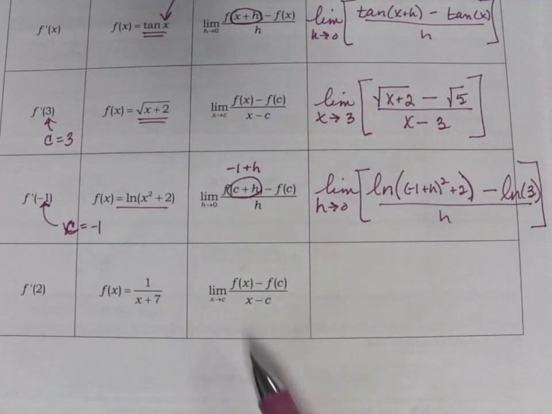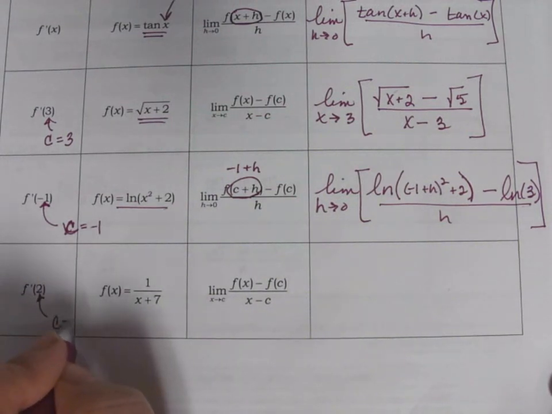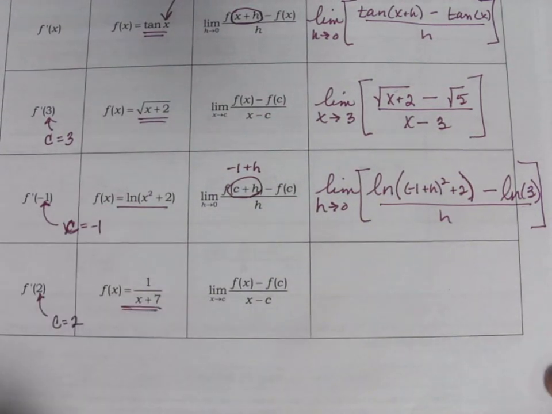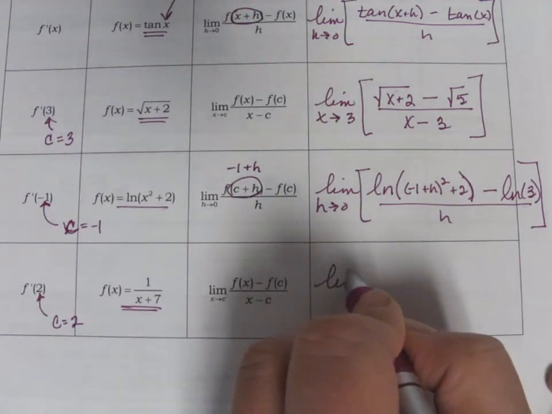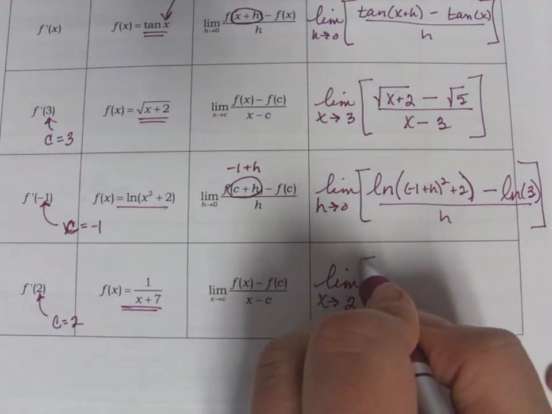All right, and then the last one, we're using our c definition. So 2 is our c value. Here's our equation. So it would be the limit as x goes to c, which is 2.